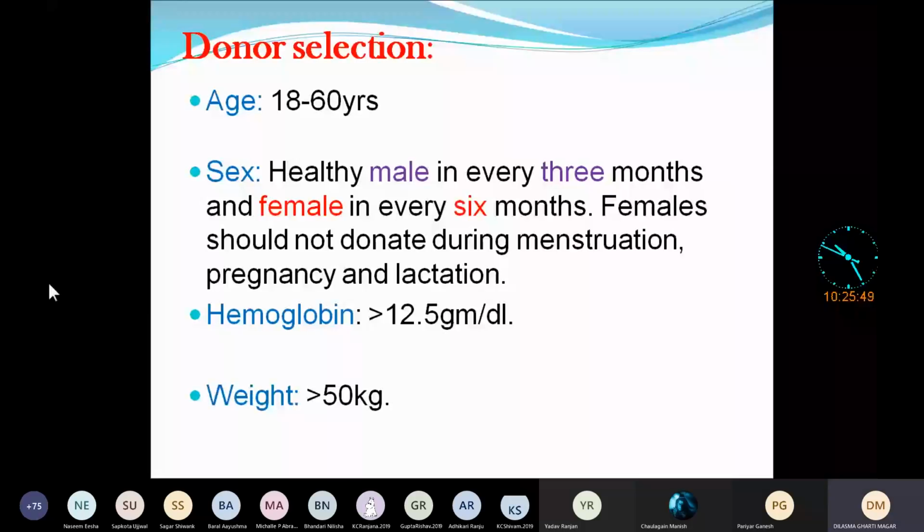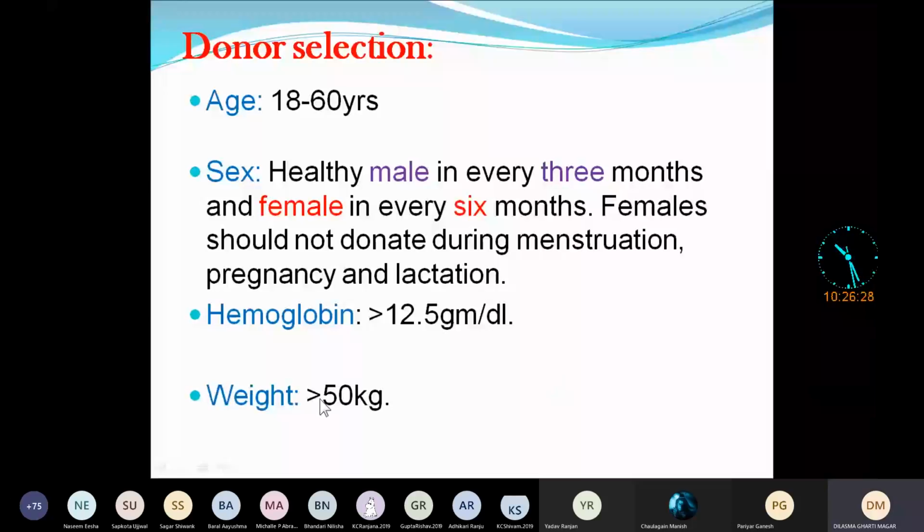And weight, here it is written 50 kg. Now recently WHO or the blood camp, they have made it more than 45. So if a person is more than 45 kg, then he can donate 350 ml. And if a person is more than 50 kg, that person can donate 450 ml. If 350 ml is donated, it will be used as whole blood. But if a person donates 450 ml of blood, we can make it into different components.